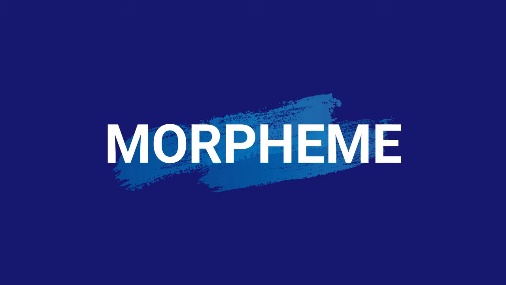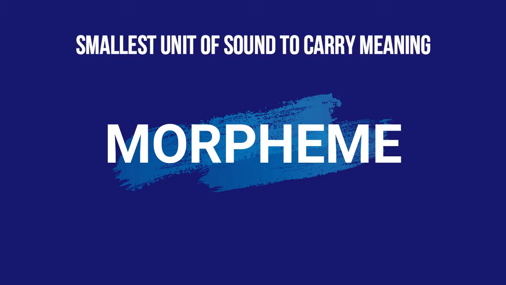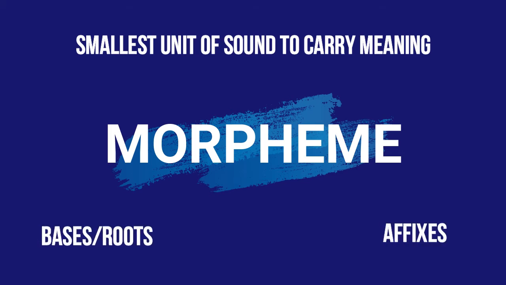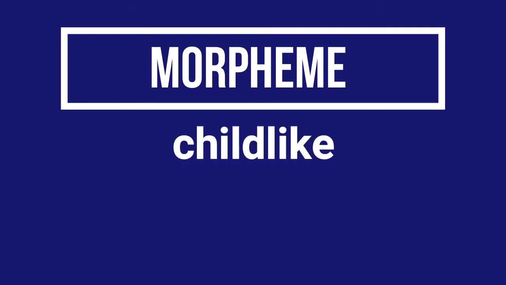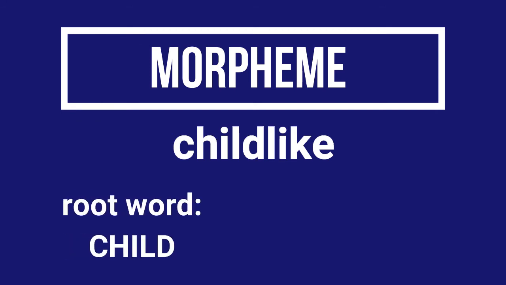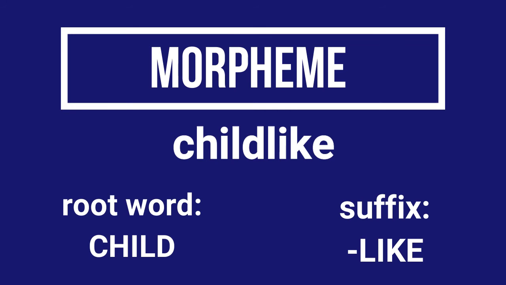Morpheme. Morpheme is the smallest unit of sound to carry meaning. Morphemes are composed of two separate classes called: 1. The bases or the roots, and 2. The affixes. Let us have this example. The word is childlike. The word has two morphemes, the root word or the base child, and the affix, specifically the suffix like.